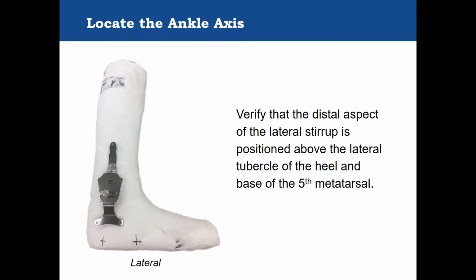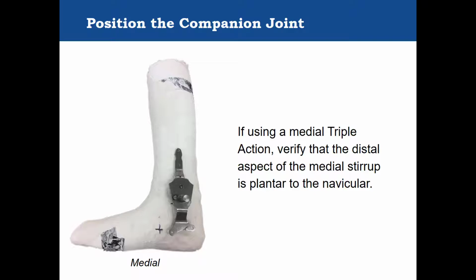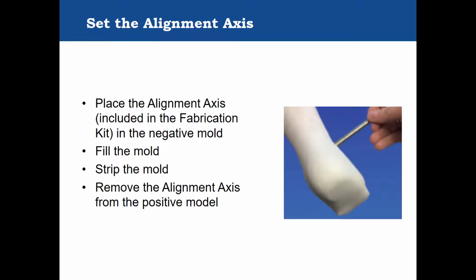Verify that the distal aspect of the lateral stirrup is above the lateral tubercle of the heel and base of the 5th metatarsal. If you are using a medial triple-action component in your orthotic design, be sure to verify that the distal aspect of the medial stirrup is plantar to the navicular. Drill a 9.5 millimeter or 3/8 of an inch hole through the mold and insert the alignment axis. Fill and strip the mold and remove the alignment axis from the positive model.